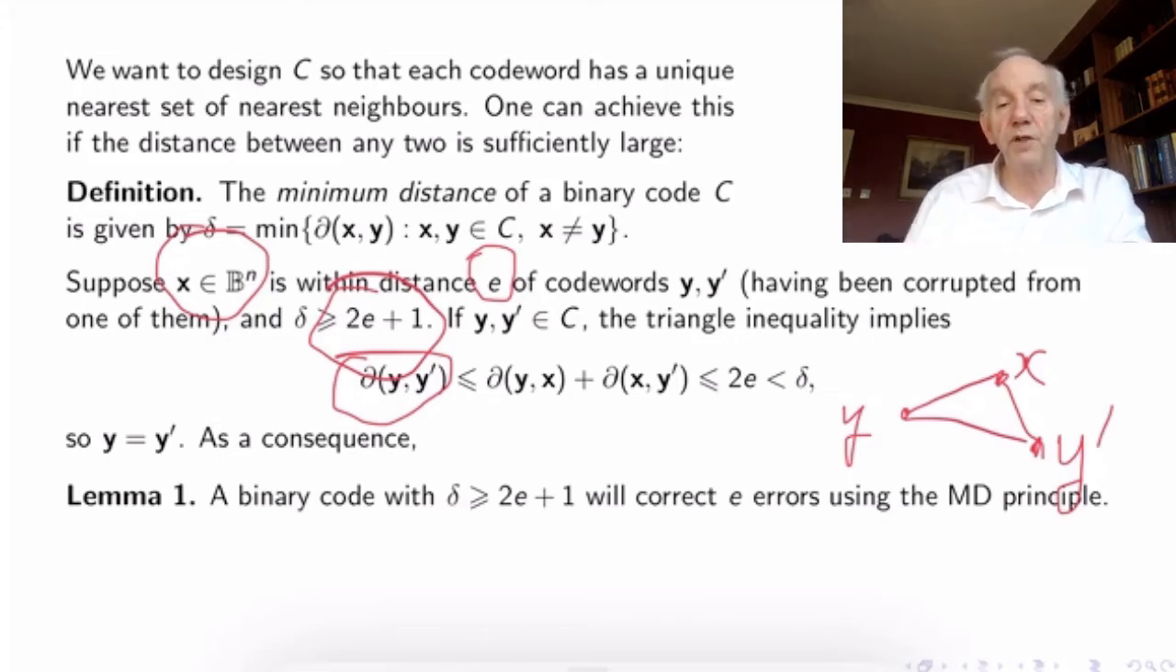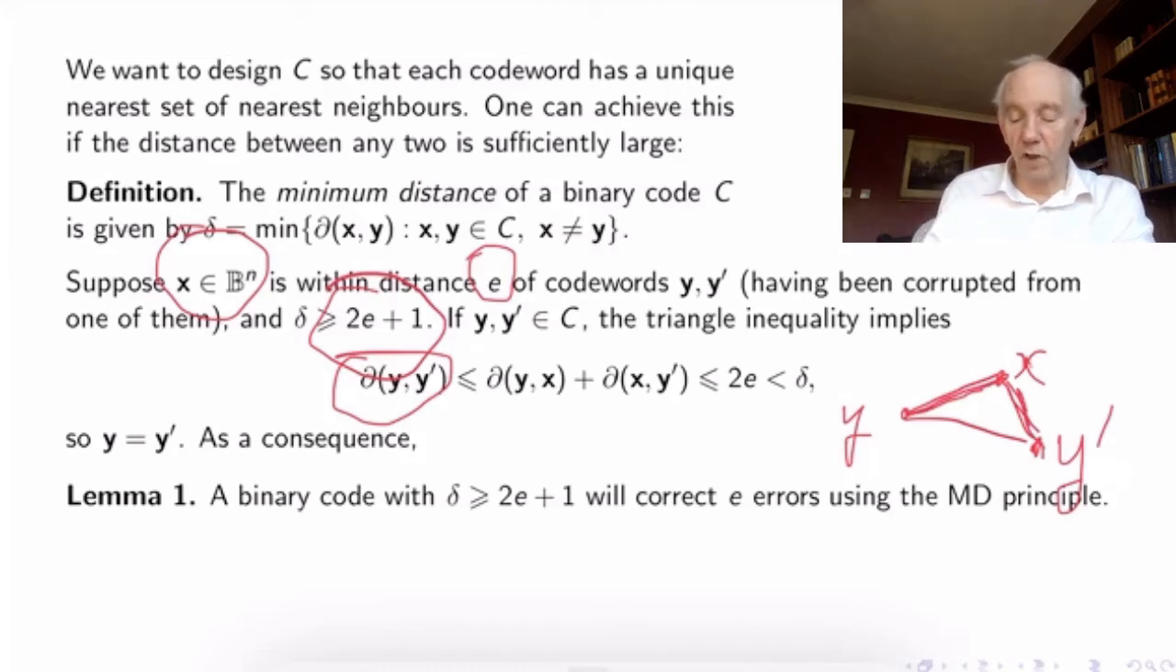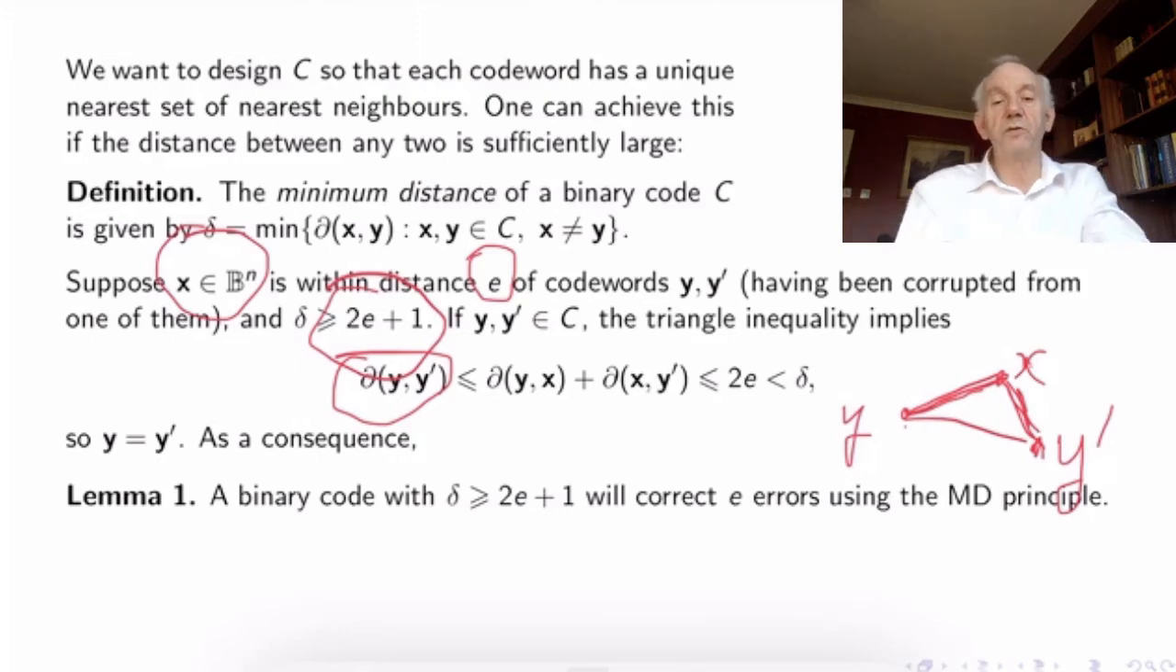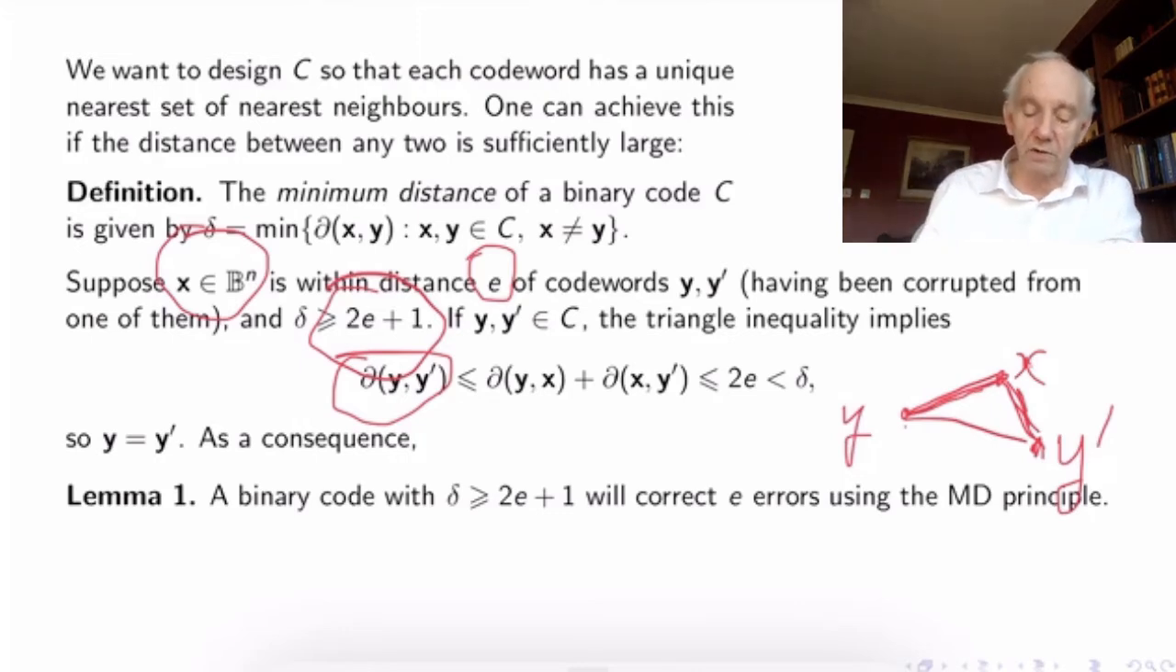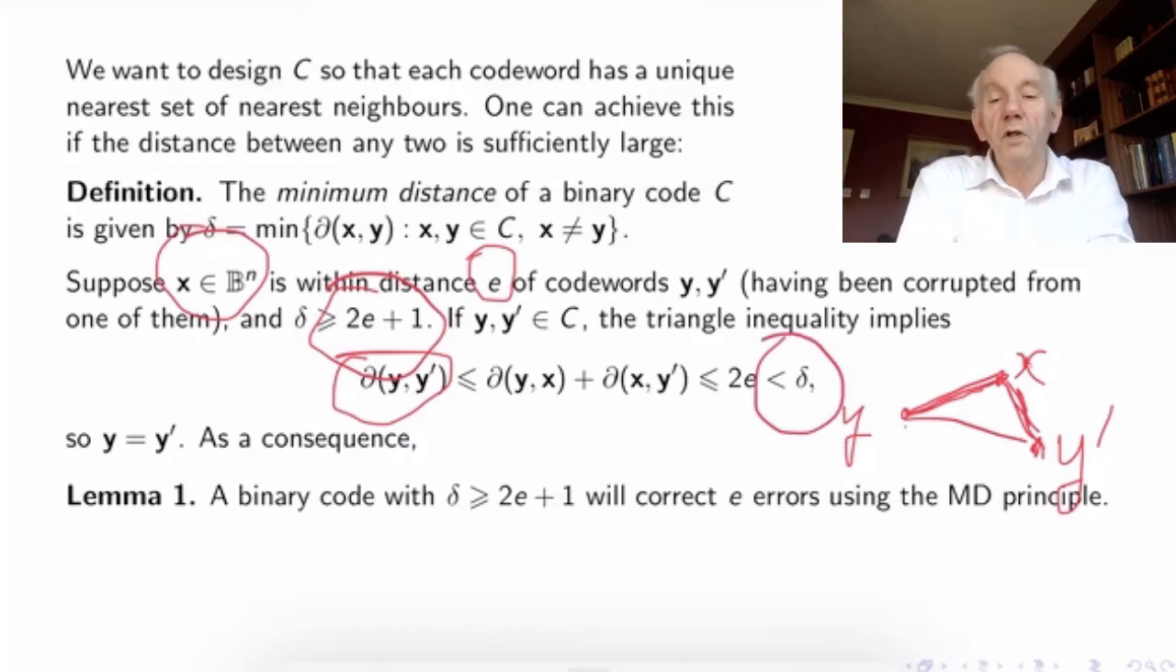But by assumption, that's less than or equal to 2e, because we're getting x from y by just changing e bits, and similarly from y primed. So the distance from y to y primed is less than or equal to 2e, which is strictly less than delta. Therefore, y has to equal y primed. I didn't actually exclude that originally. It could have been the same. I didn't say they weren't the same code word.